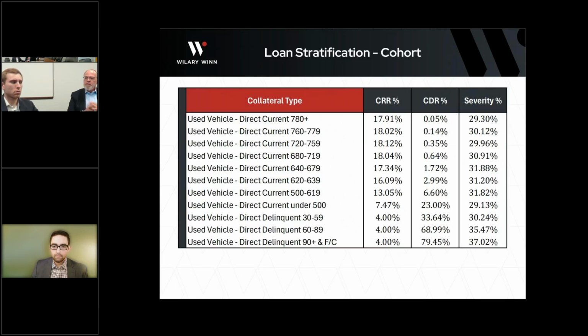All right, this is another illustration of granularity. So now we took used vehicle direct, we broke it by FICO bands, and then we look at what happens with respect to the CDR, so the incidence of default. And you can see 780 plus, infinitesimal default rate, used vehicle direct delinquent 90 days, 80% default rate.